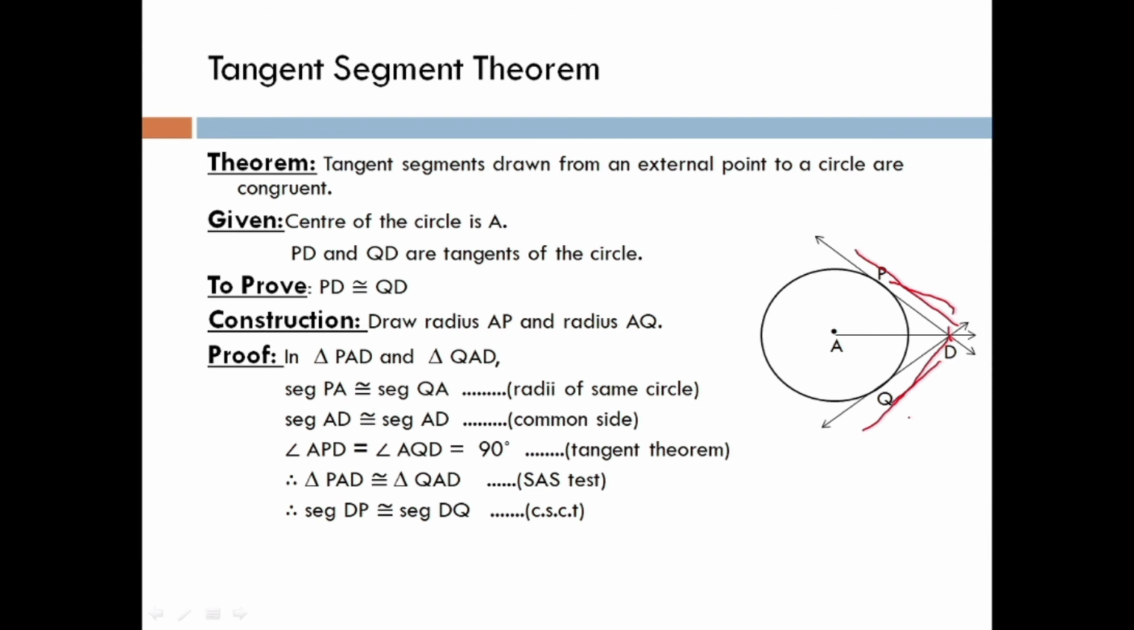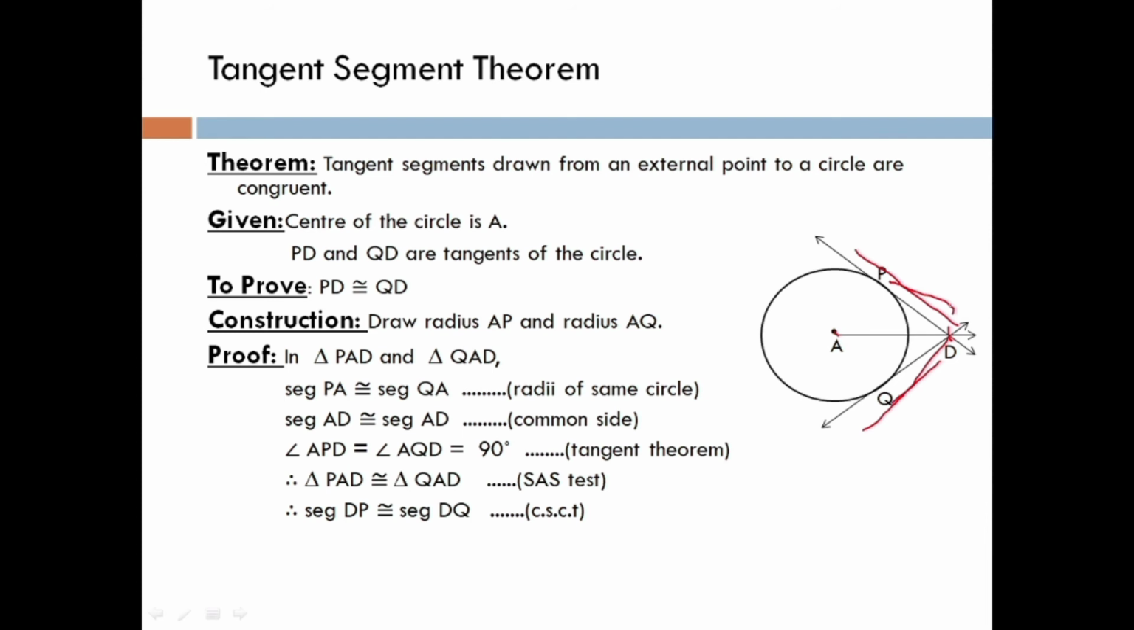So this is what we have to prove equal, and it is a small theorem which is very easy and very important from your exam point of view, as it will be asked in your exams. Okay, so try to understand it properly, and yes, we will move ahead. Now the given thing is the center of the circle is A. This we know, right? So this is the center of the circle, and PD and QD are the tangents of the circle. So this I told you right now. And what we have to prove is PD is congruent to QD. So this is what we have to prove.